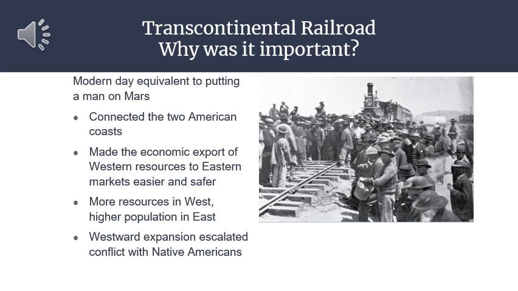It connected the two American coasts, the East Coast and the West Coast. It made the economic export of Western resources to Eastern markets easier, as there were more abundant resources in the West and higher dense populations in the East. Though there were some drawbacks, as the westward expansion escalated conflicts with Native Americans who were fighting to retain some control over their ancestral lands.